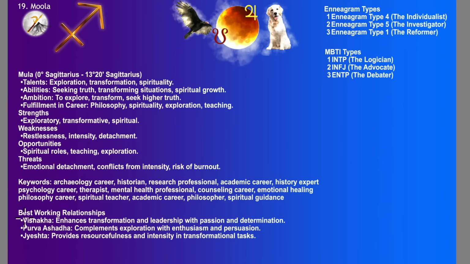Their best working relationships for Moola: Vishakha enhances transformation, leadership with passion and determination. Remember, we did in Vishakha, they have a lot of determination. That could be helpful for Moola, which keeps getting distracted. Purvashada, the next one, in Sagittarius, complements exploration with enthusiasm and persuasion.